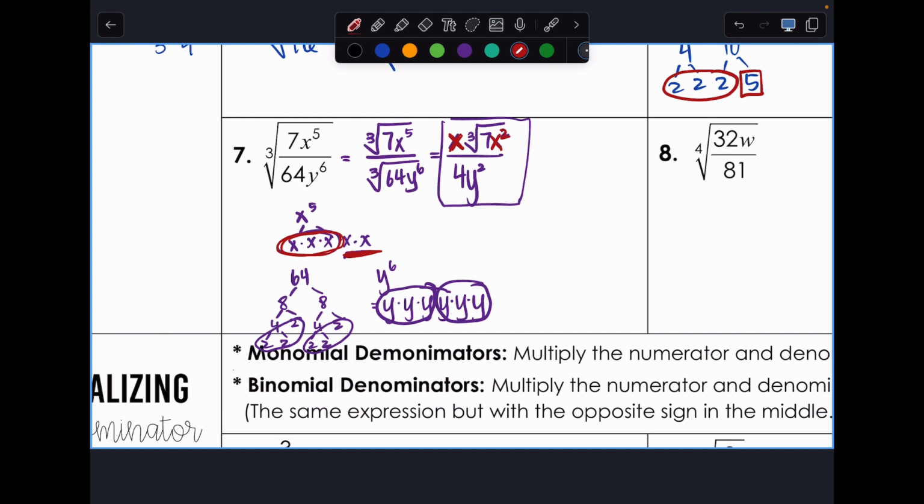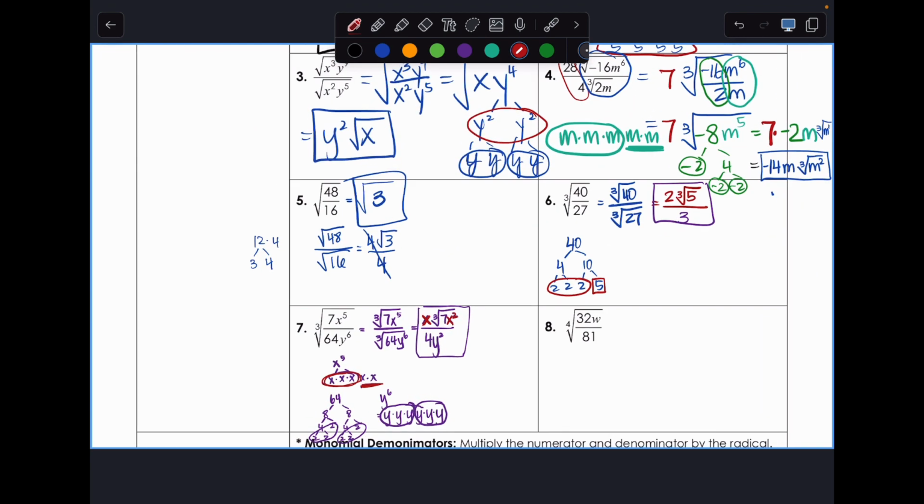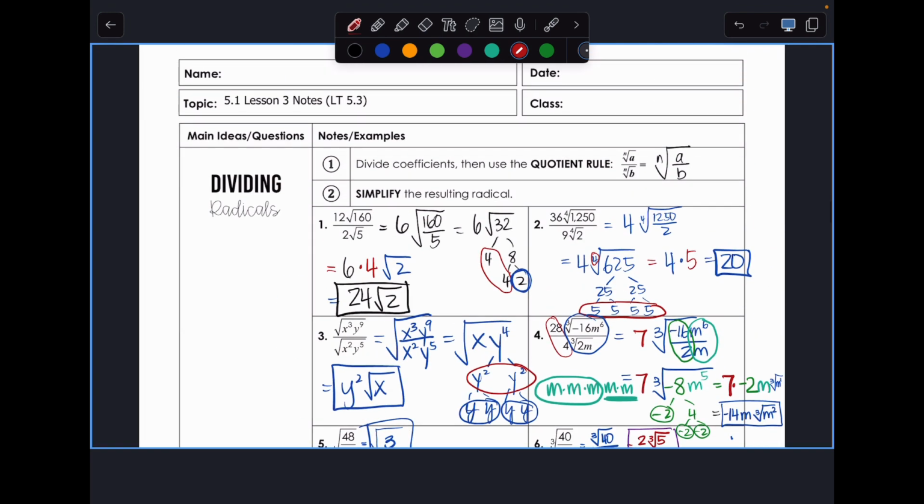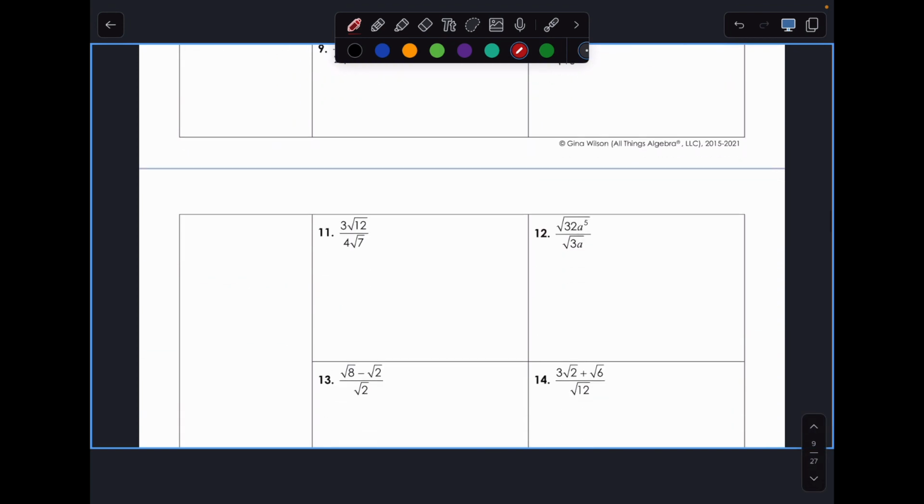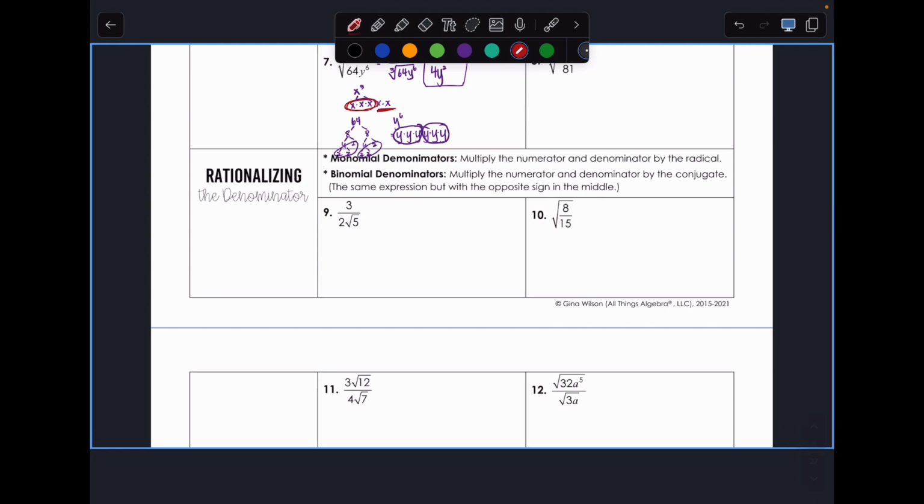Now, all of these do not have radicals at the end in the denominator. Is that right? Nobody has radicals in denominator. There are none. Okay? When you have a radical in your denominator, you are required to know how to rationalize the denominator. Rationalizing the denominator means to get rid of the radical in the denominator. Okay?